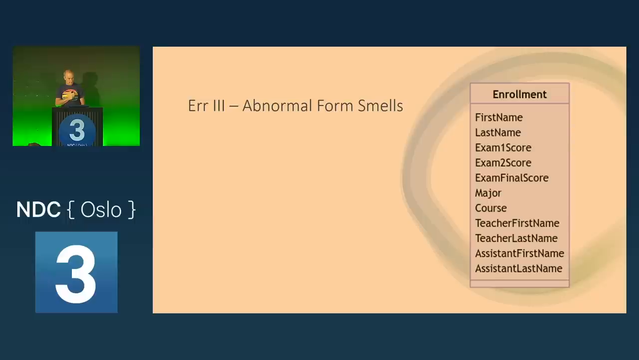So I have my table enrollment here, and enrollment in my university has people with a first name and a last name, and I have a placeholder for the scores for the exams, and you know, the course belongs to a certain major. No, it's not the course, it's the professor, and there's a course itself, what the course code is, and a teacher and an assistant and stuff like that. So a bunch of things smell here. Let's go through them.